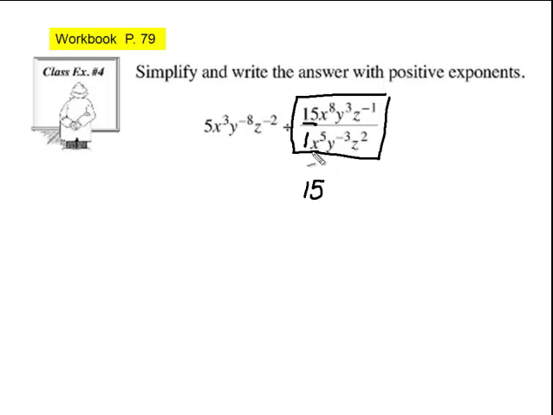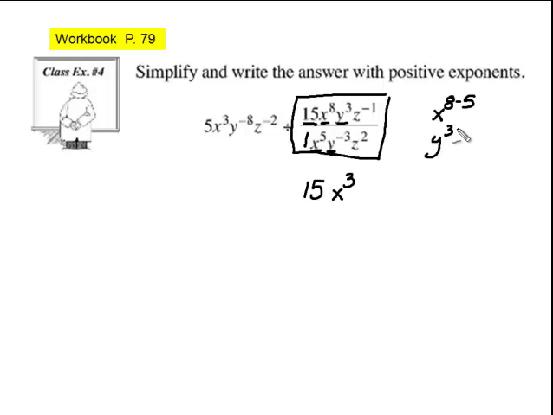Now let's look at the x terms. I have x to the 8th divided by x to the 5th. So that's x to the 8 minus 5, which makes x cubed. Do the same with the y's.